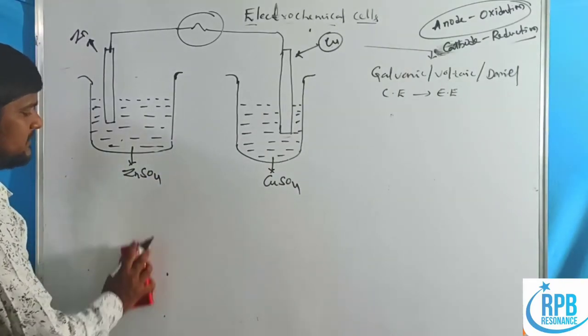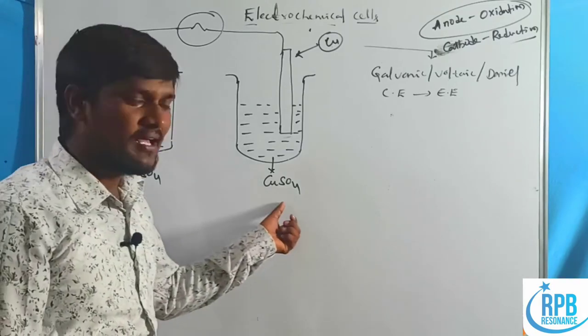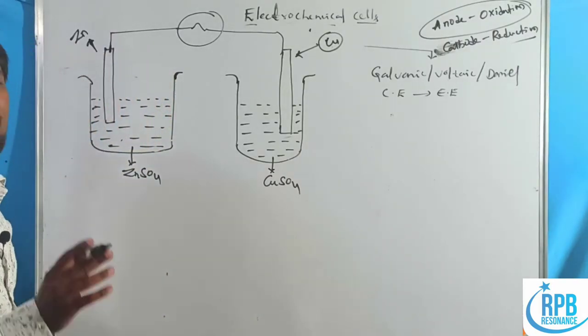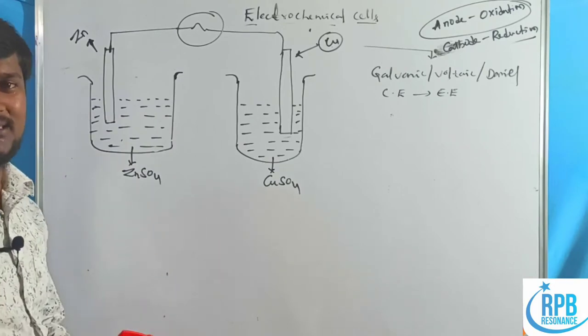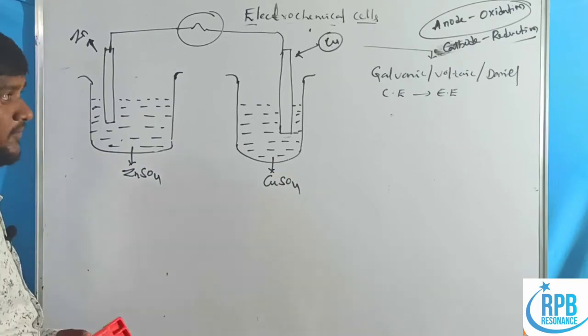In this case, the left hand side is zinc sulfate solution and the right hand side is copper sulfate solution. Here we observed two cells, but whether it is a half cell or a full cell, we don't know. So let us go through our final conclusion.